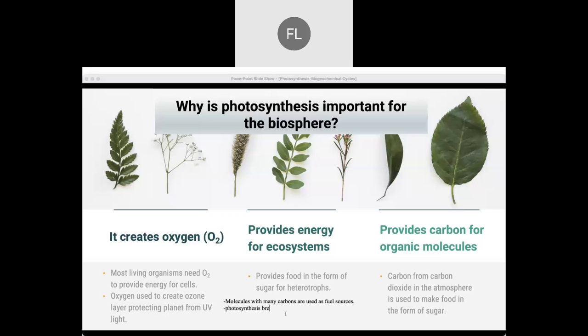Photosynthesis breaks down that carbon dioxide into individual oxygen atoms and a carbon atom, and those carbon atoms are used to make glucose, which actually each molecule of glucose has 6 carbons in it.